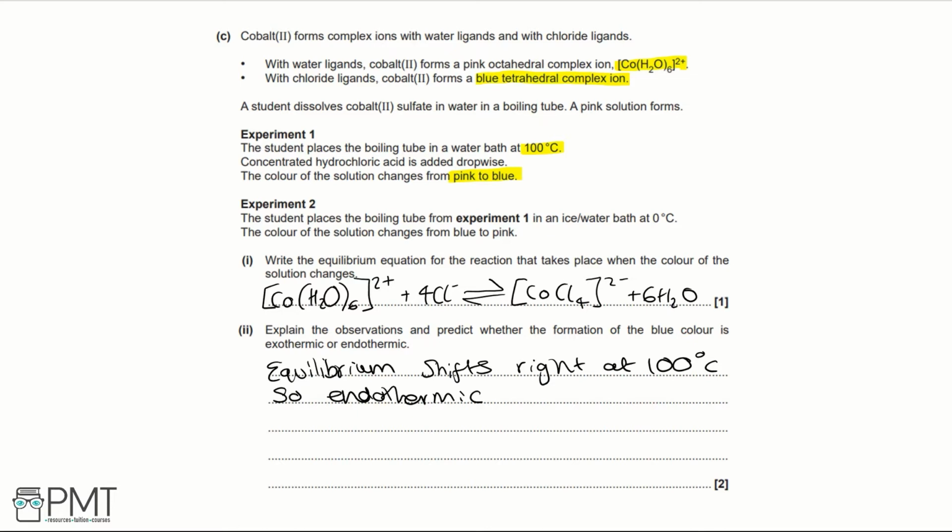To get the 2 marks for this question, you get your first mark for stating that the equilibrium shifts right at 100 degrees Celsius. Alternatively, you could say that the equilibrium shifts left at 0 degrees Celsius. And then your second mark comes from saying that it's endothermic.